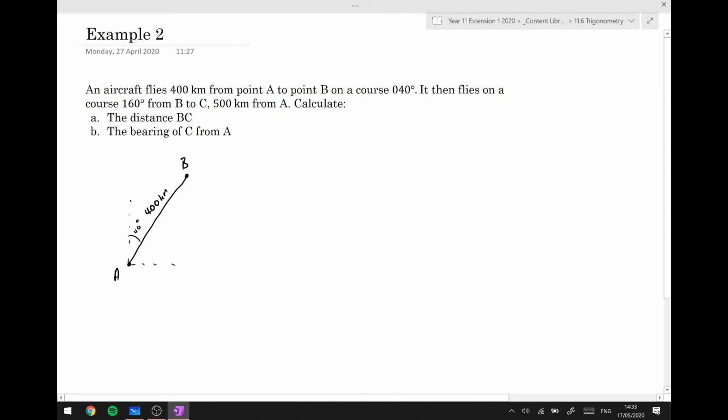It then flies on a course of 160 degrees. So again, if I make a quick little compass rose up my new point, 160 degrees is almost at 180, but not quite. And we know that he's going to travel for a fair bit. Okay. And we'll call that point C. Now, we also know that he has traveled, sorry, let me just add in there. So from here to here is 160 degrees. We also know that from A to C, it is 500 kilometers.